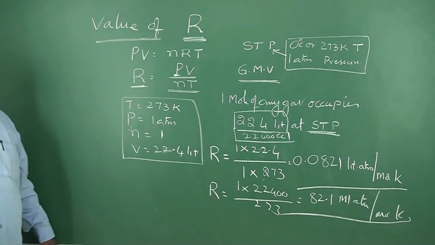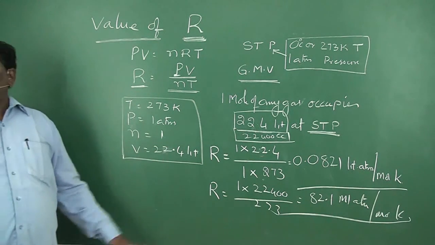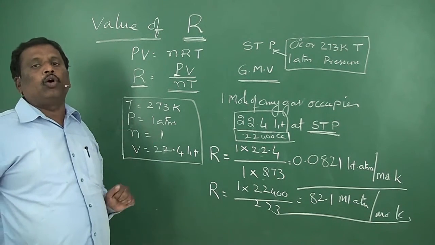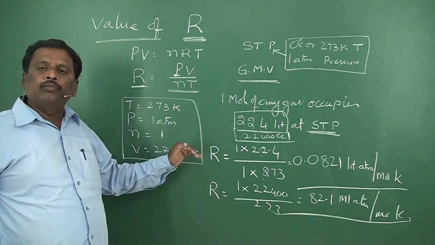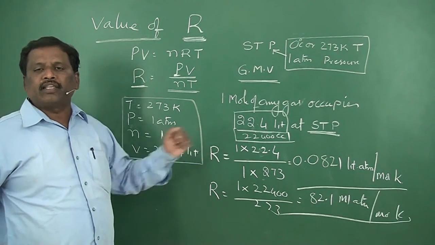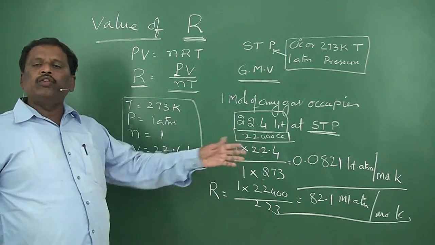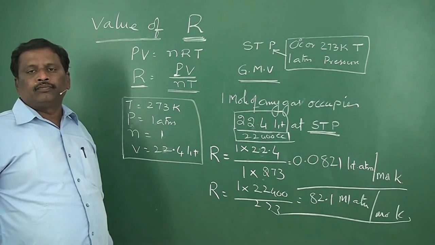Milliliter atmospheres per mole K. That is the R value in other units. So the R value will depend upon the units of pressure and volume in which we are expressing them. If the units of pressure and volume are changed, the R value will also automatically change.